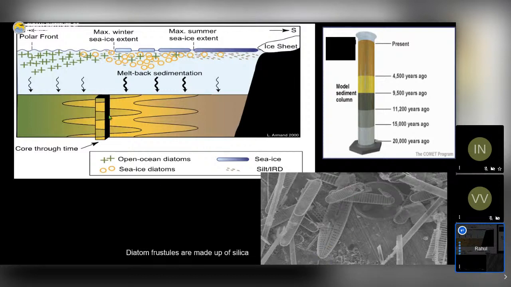So if you take out a sediment core close to Antarctica, you will get a mix of open ocean diatoms and sea ice diatoms, and therefore you would have a relative abundance of warm and cold. But then you can also get past temperatures using diatoms, using transfer functions.